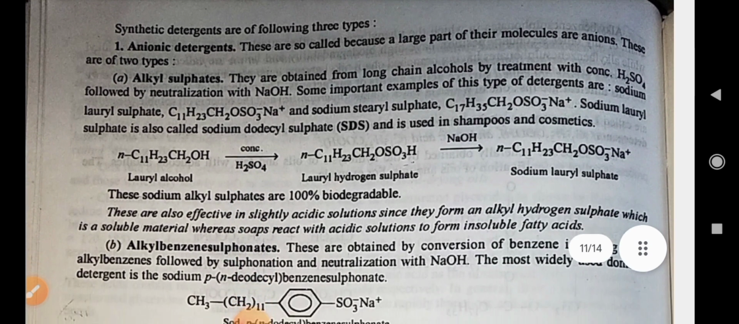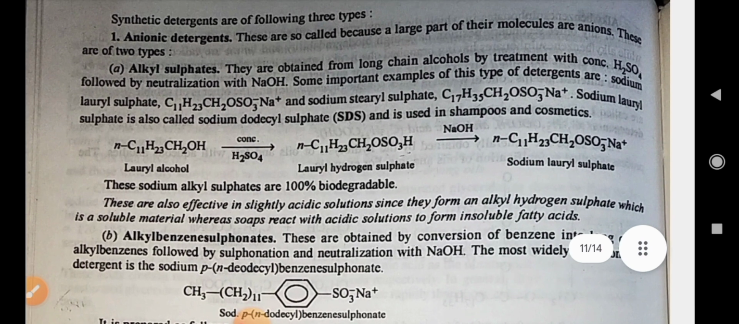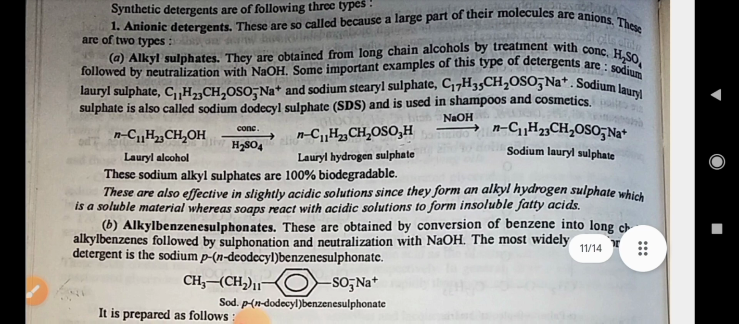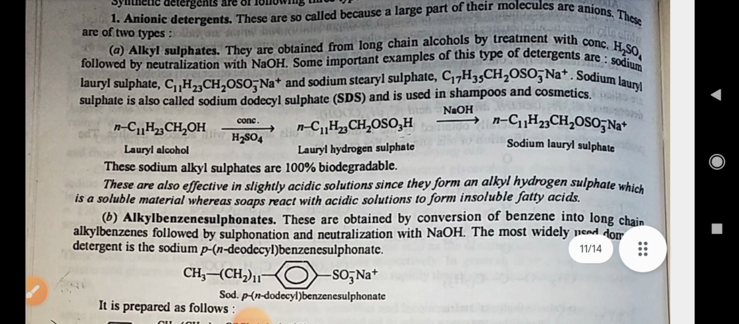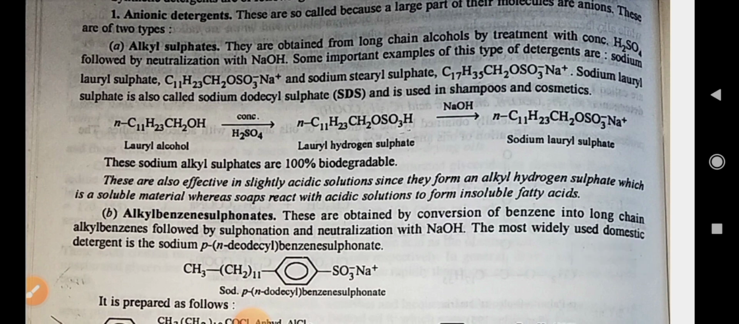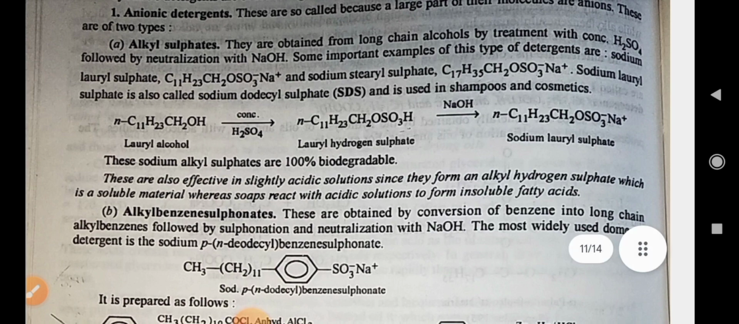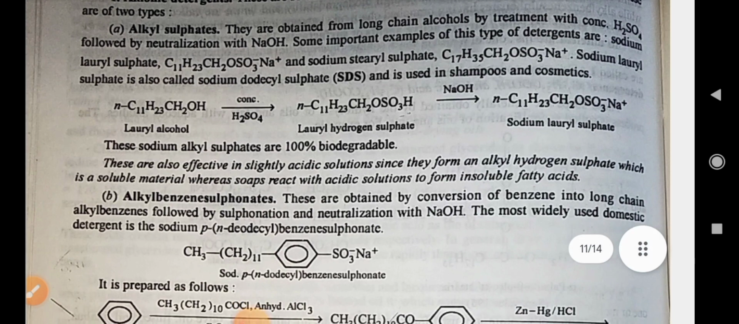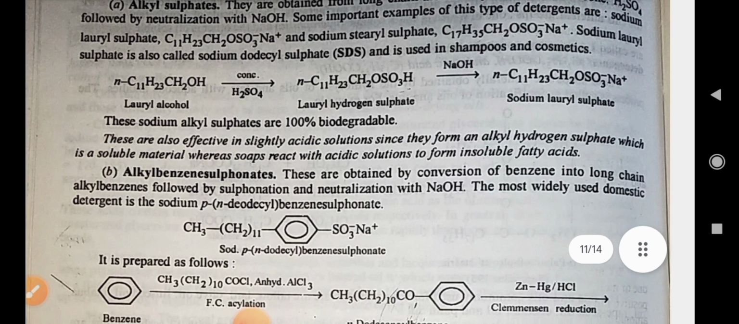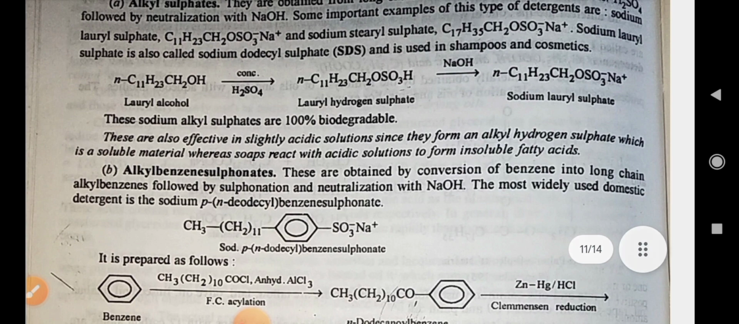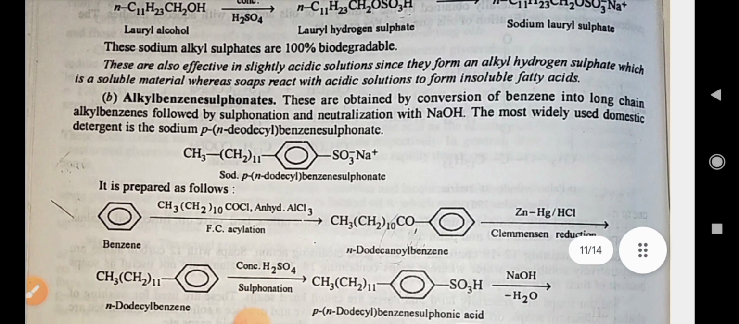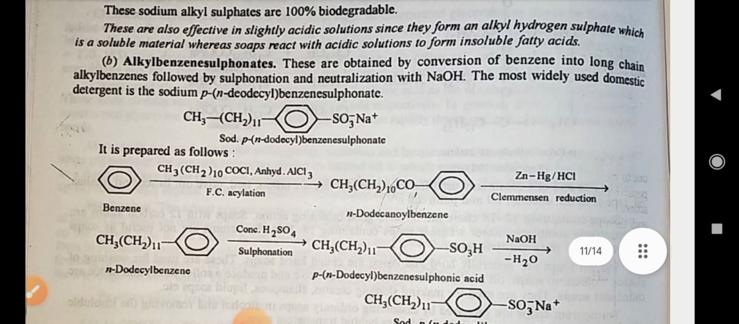Synthetic detergents are of the following three types. Anionic detergents. These are so called because a large part of their molecules are anions. These are of two types. Alkyl sulfates are obtained from long chain alcohols by treatment with concentrated H2SO4 followed by neutralization with NaOH. Some important examples of this type of detergent are sodium lauryl sulfate and sodium stearyl sulfate. Sodium lauryl sulfate is also called sodium dodecyl sulfate and is used in shampoos and cosmetics. These sodium alkyl sulfates are 100% biodegradable.